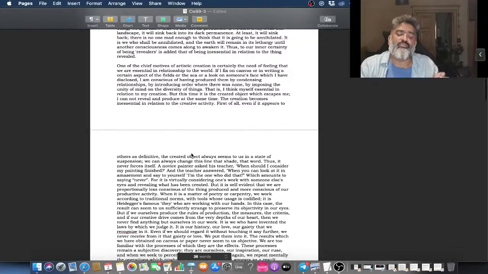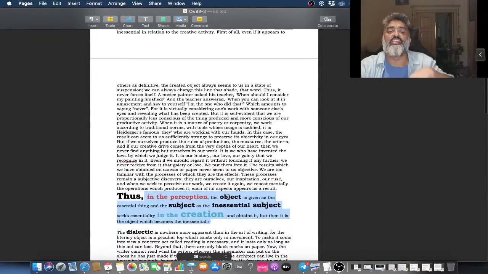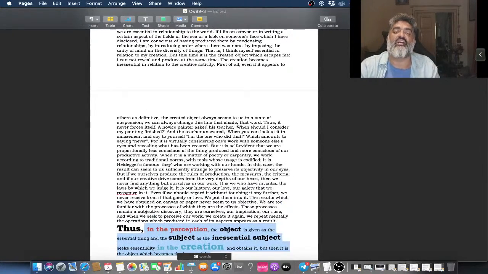Anubhav says about perception. How much did we see at the end of the paragraph? Perception, creation. In perception, object is essential, subject is not. In creation, subject is essential, object is not. So he must be giving in this paragraph explanation or elaborations, explaining why this is so, what happens in the process of creation so that the object becomes essential, or what happens in the process of perception. So you have to be a little more detailed than that, right?